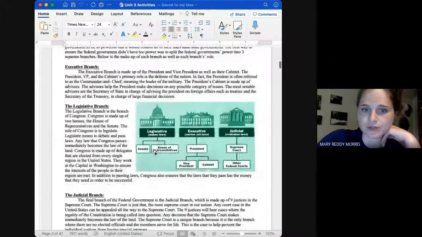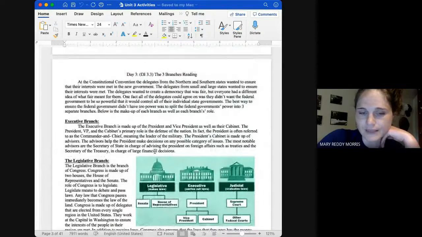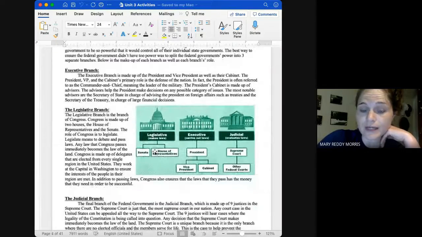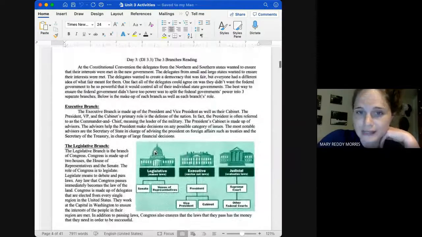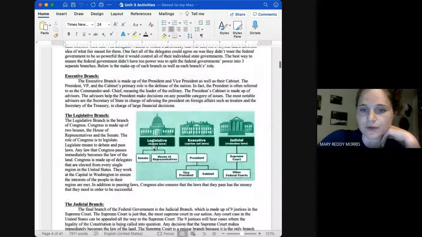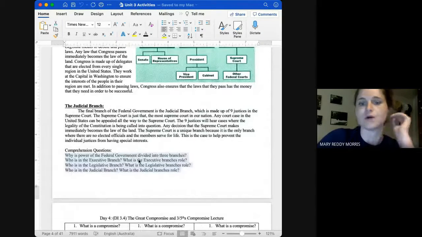Okay, and the last type of direct instruction is a reading. The readings are pretty simple, probably about a 4th or 5th grade reading level. We're not trying to challenge students here. We're trying to expose them to the content vocabulary so that they can use that vocabulary when they're talking to each other. And then each one of these has comprehension questions that go along with it.